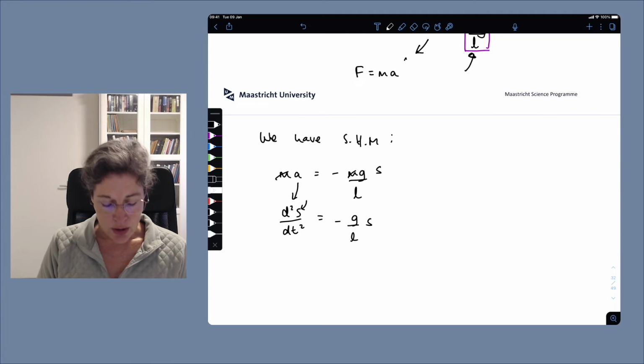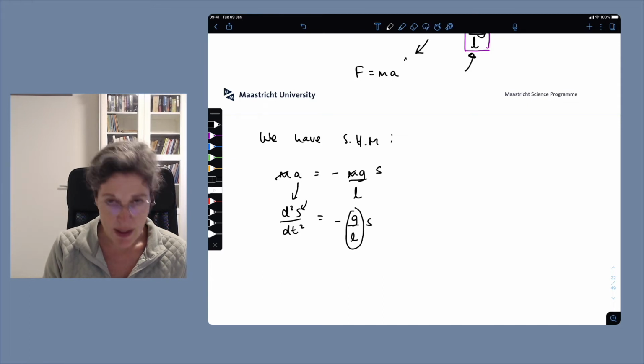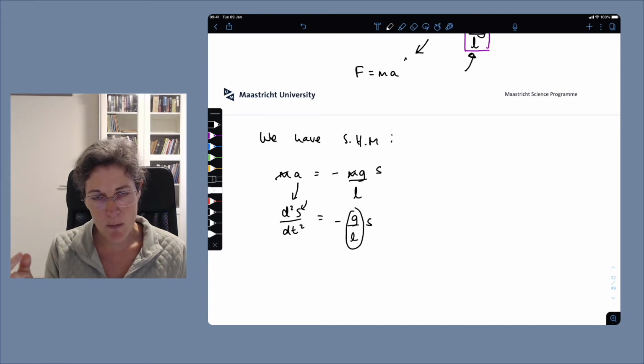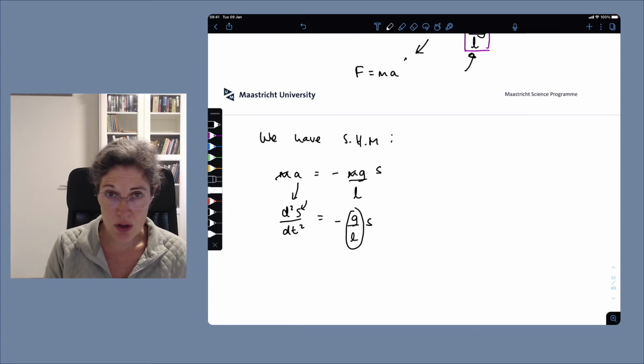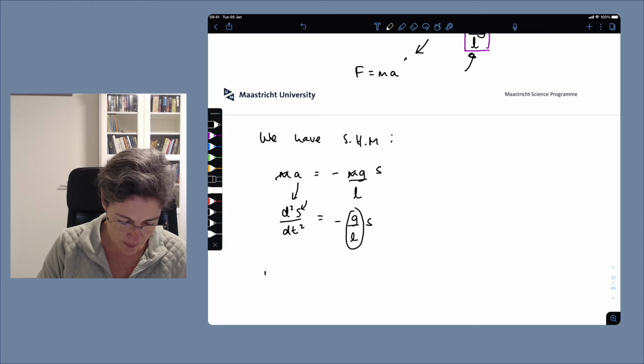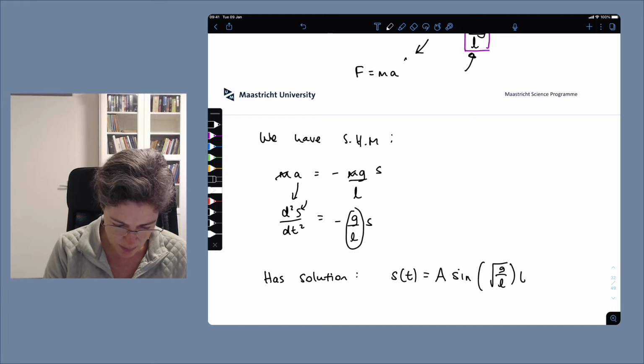And at this point you can look at it straight away and say, okay, this part, my g over L, is acting like my k over m in the previous example. So we have the solution just like we did before, that our displacement is some constant times the sine of the square root of g over L times t.